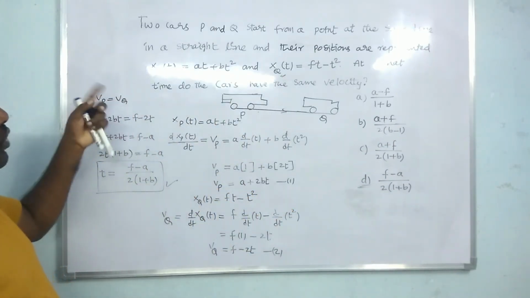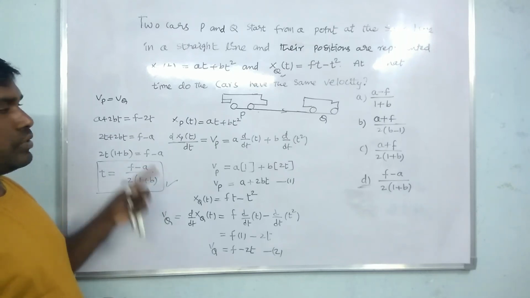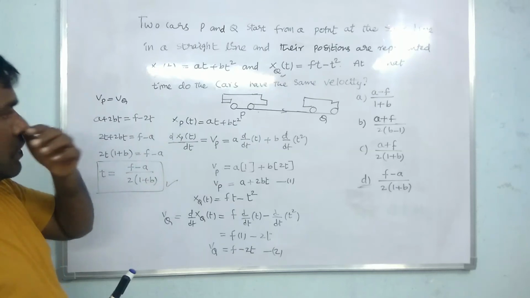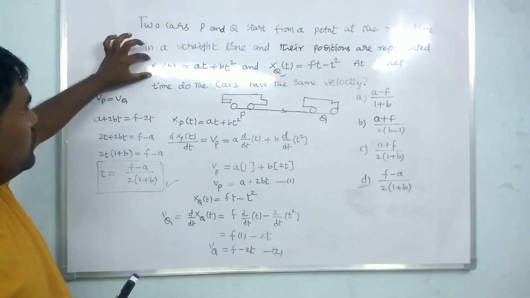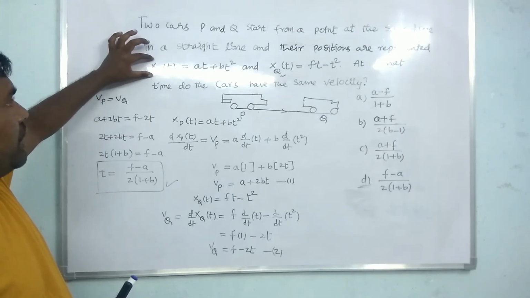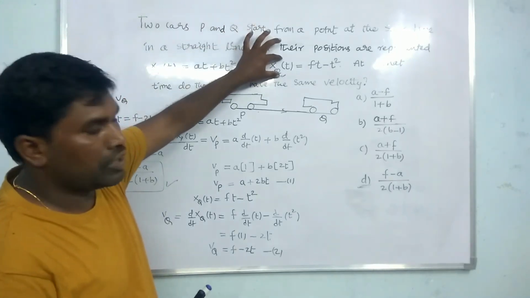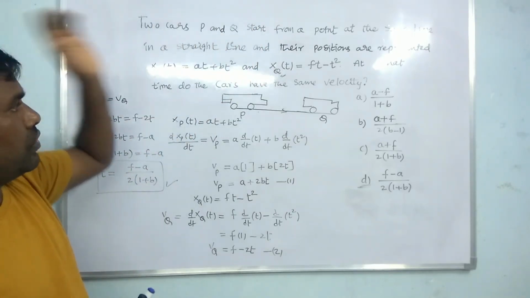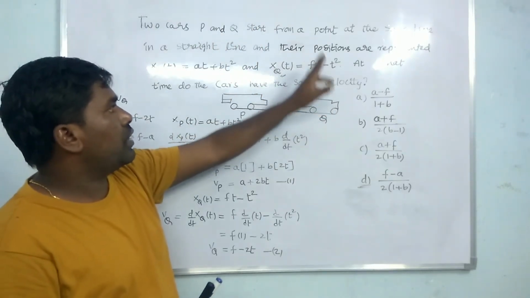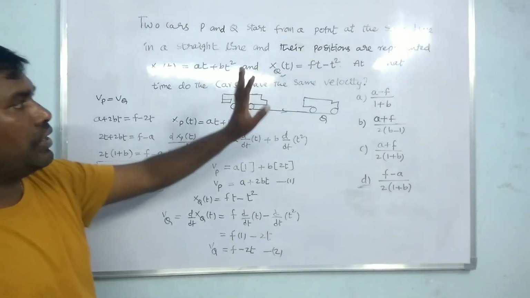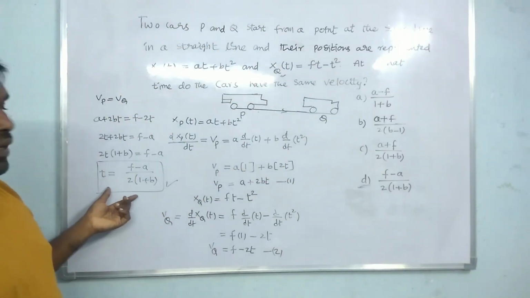This was asked in 2016 NEET. Very simple. You just have to remember that when displacement is given, you have to find the velocity. If you differentiate the displacement, you can find the velocity. So here is the clue: when the velocities of the two cars are equal, the time can be found out.